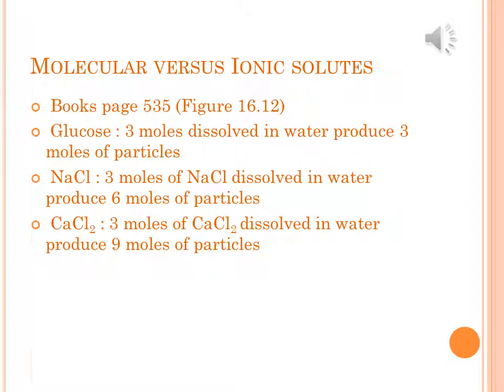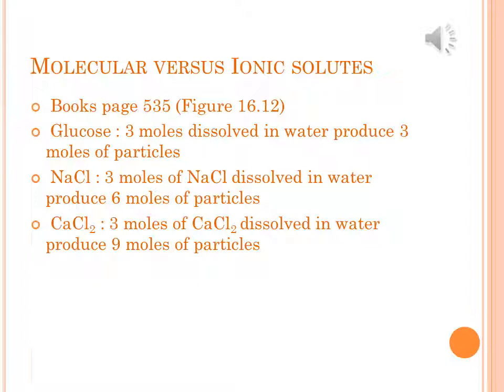Molecular versus ionic solutes. Please open your books, page 535, and look at figure 16.12. Particle concentrations differ for dissolved molecular and ionic compounds in water. First, look at the first beaker. It contains glucose. 3 moles of glucose dissolved in water produce 3 moles of particles because glucose does not dissociate. While sodium chloride in the second beaker, 3 moles of sodium chloride dissolved in water produce 6 moles of particles because each formula unit of NaCl dissociates into 2 ions, Na+ and Cl-.